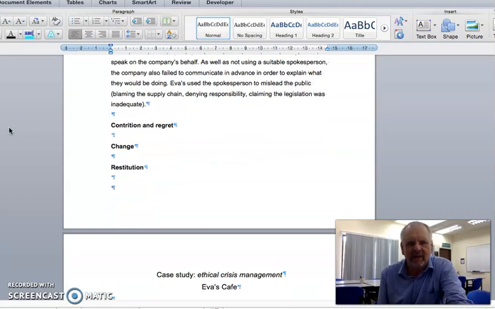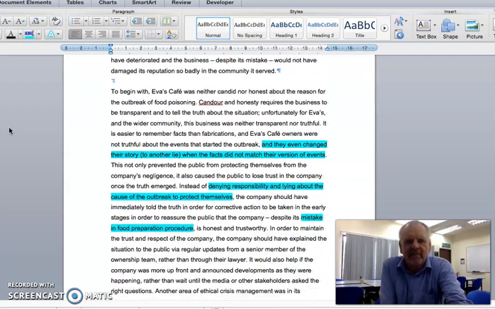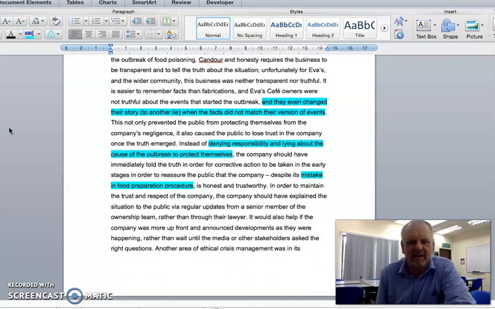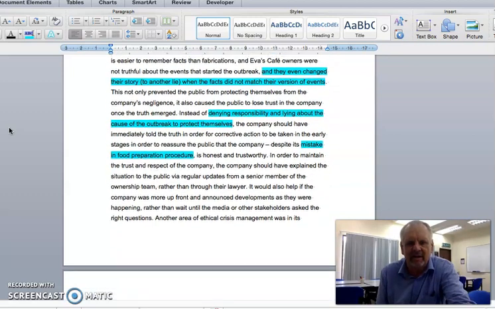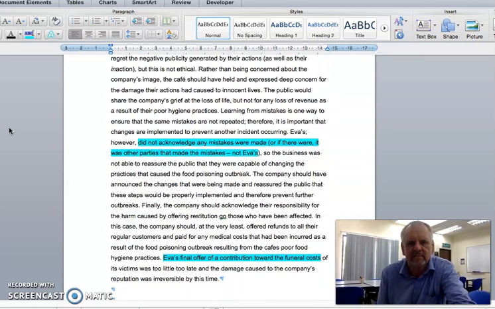There's just one last thing I want to show you. Here it is again. I've copied and pasted the same thing again, but I have highlighted some parts of it. What kind of information have I highlighted? I have highlighted the actions from the case study that Eva's Cafe did do. I didn't put many in because I was doing it from memory, but you will have all the information from the case study in front of you.